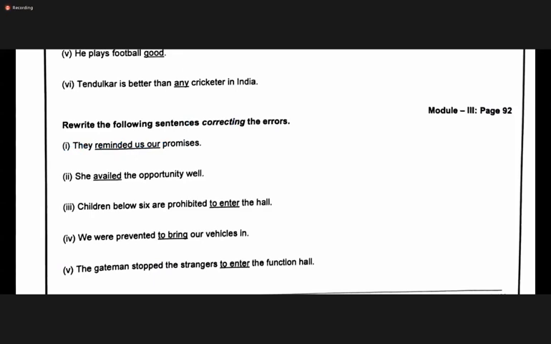The children below 6 are prohibited to enter the hall. From entering. Prohibited from entering the hall. Next, we were prevented to bring our vehicles in. From bringing. We were prevented from bringing our vehicles in. Last, fifth one. The gateman stopped the strangers to enter the function hall. From entering the function hall.